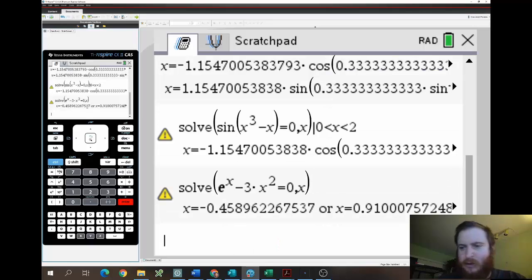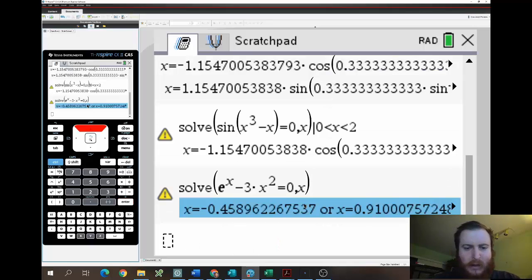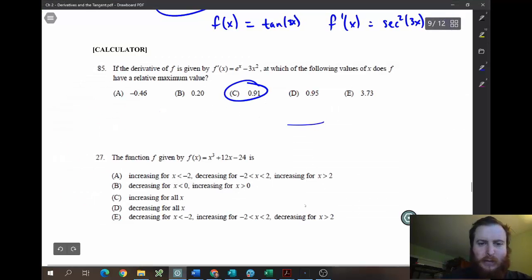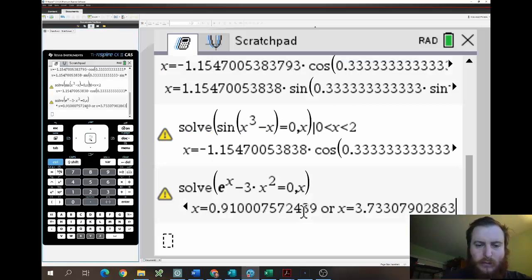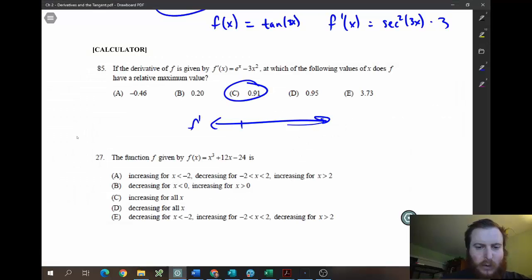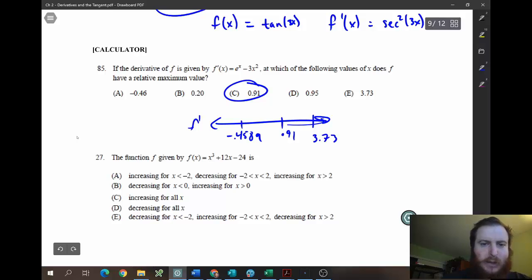There's no interval, so I don't need to put one outside. And I get 3 values. I get negative 0.4589, 0.91, and 3.733. And then I could have made a number line on that. Right, but this is going to take way, way, way longer to do, is to make that number line. So negative 0.458, 0.91, and 3.73.